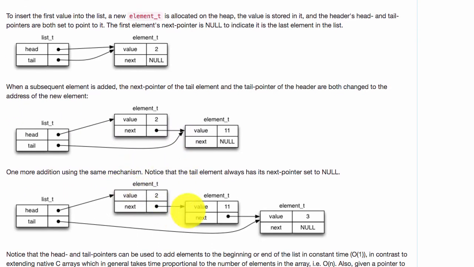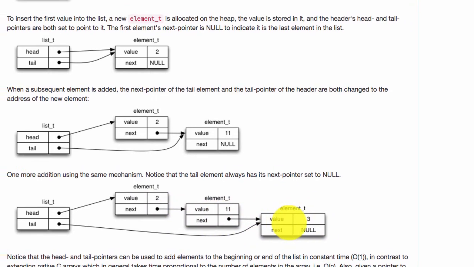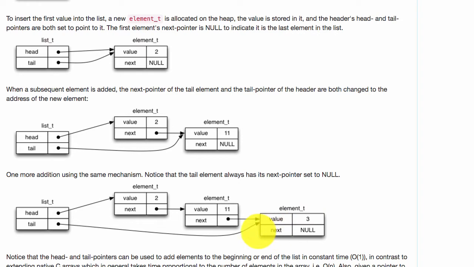And here's an example of one more addition. So you can see I added another element here, the value is 3, and now the next pointers all point to their next elements, and this last element points to null. The head points to the first one, and the tail points to the last one.